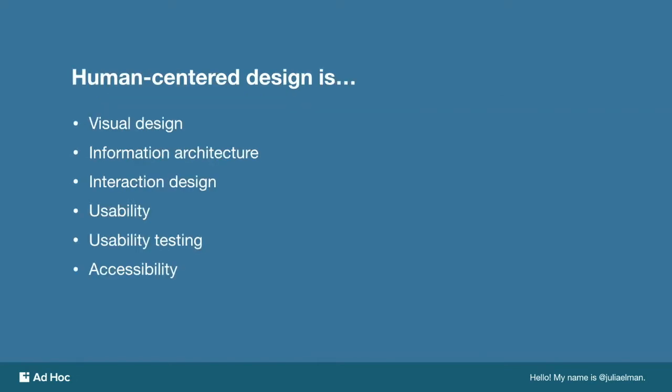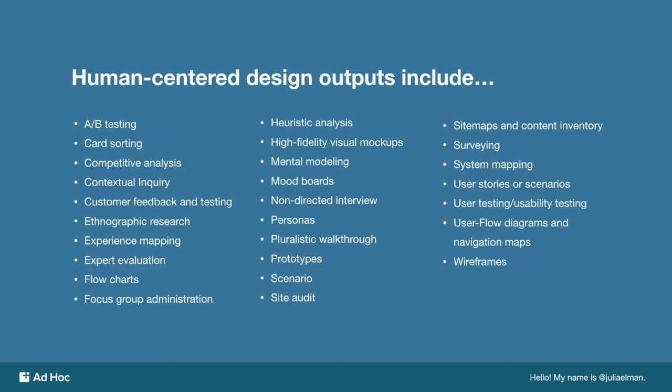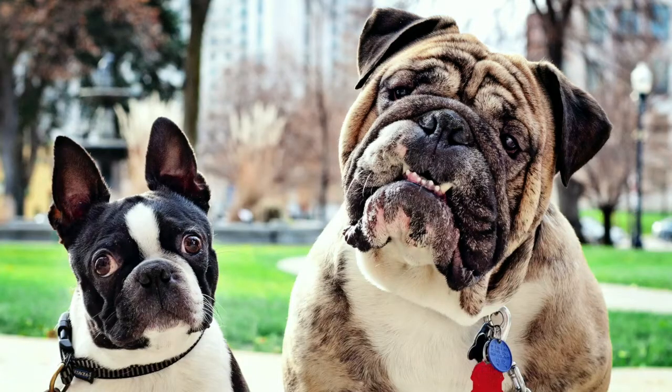So there are several main categories that encompass the human-centered design practice, those listed here, such as visual design, information architecture, and so on and so forth. And here are a couple of different outputs for those that practice human-centered design and what that looks like. So as you can see, it includes both aspects from what is sometimes referred to as the traditional graphic design field and user research.